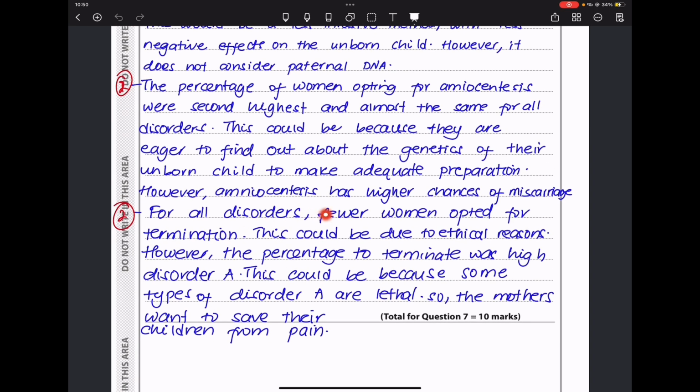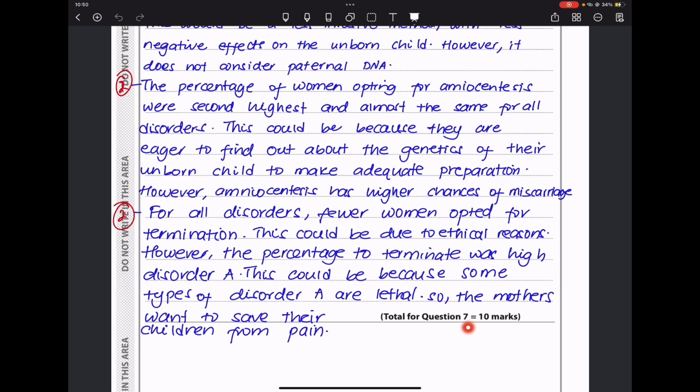And then for all disorders, fewer women opted for termination. This could be due to ethical reasons. However, the percentage to terminate was high in disorder A. This could be because some types of disorder A are lethal, so the mothers want to save their unborn child or children from pain.